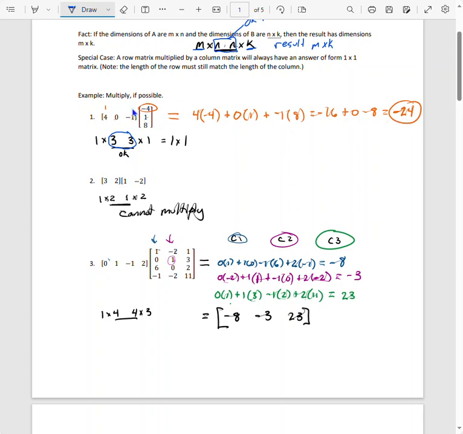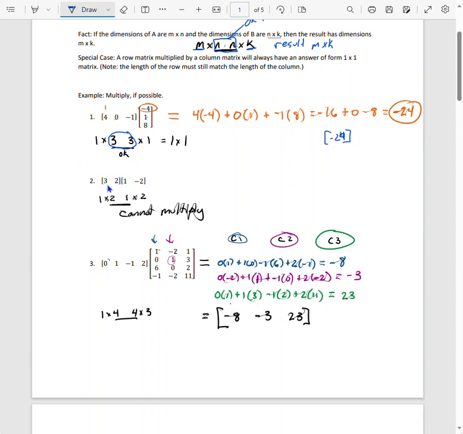So when I multiply, I end up with just a constant, a 1 by 1 matrix, negative 24. We could put it in a matrix, but frequently when we have an answer of the form 1 by 1, it's just a real number. We just call it negative 24.